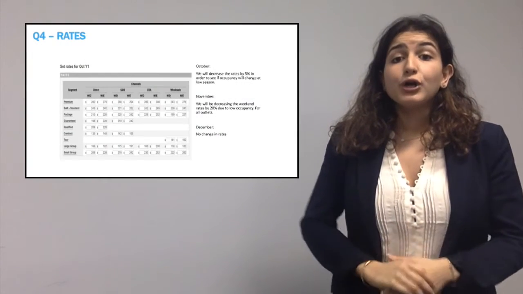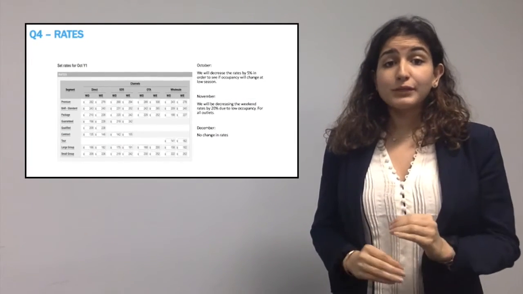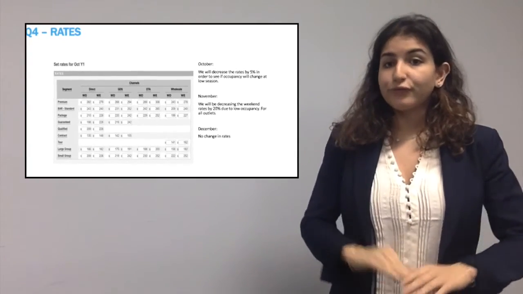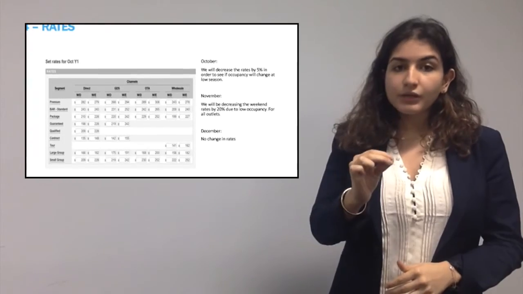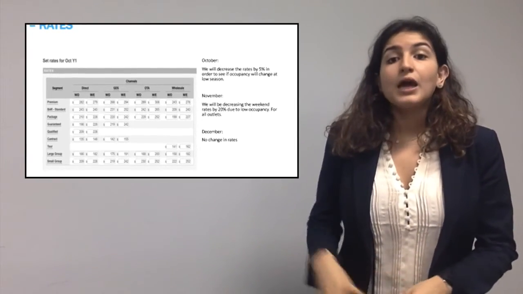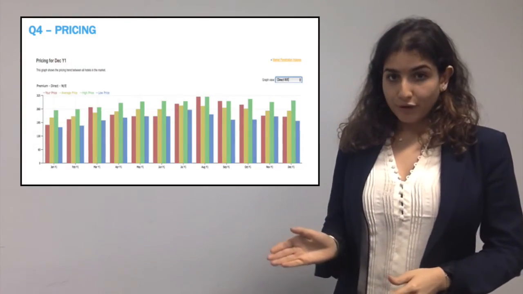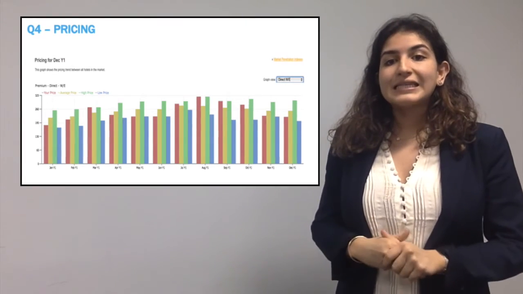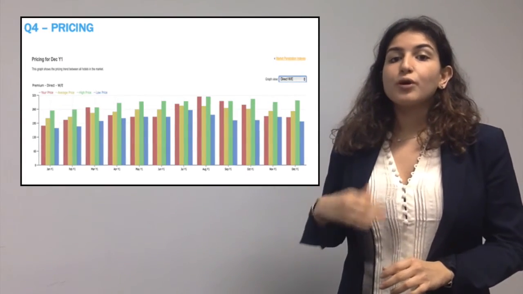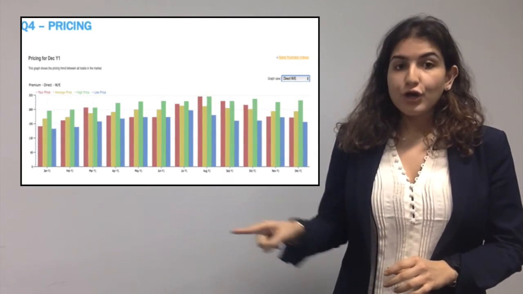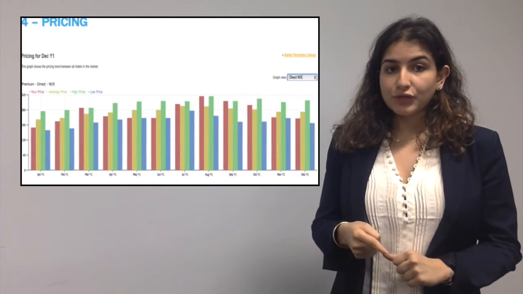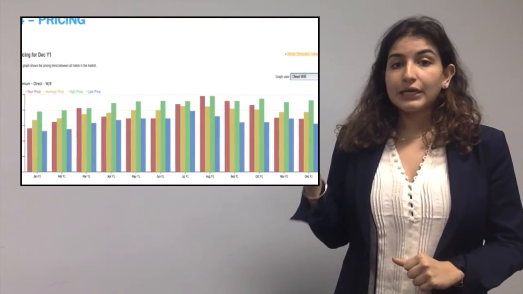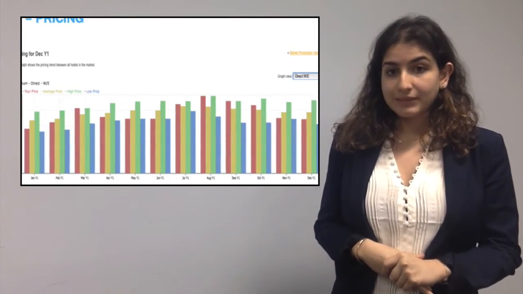In quarter 4, we decreased all our rates by 5% and later by 20% for all outlets in order to see if we can still attract some customers during the low season. According to the pricing bar graph for quarter 4, we can see that at first our prices were above competition. However, throughout the quarter, our prices went back to our strategy of price penetration by being below the market in order to attract our market segment.